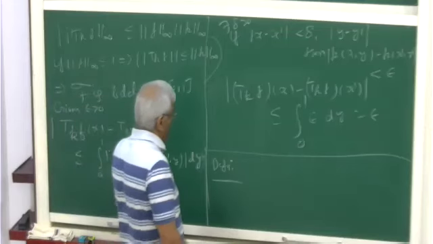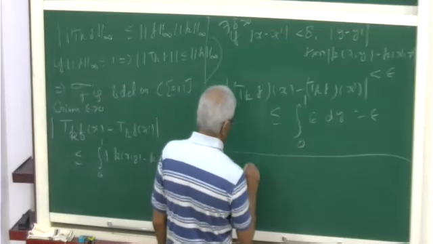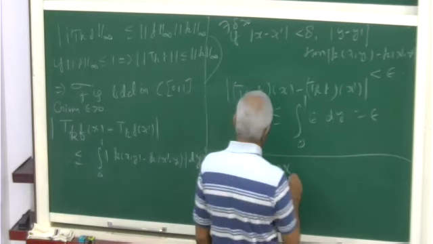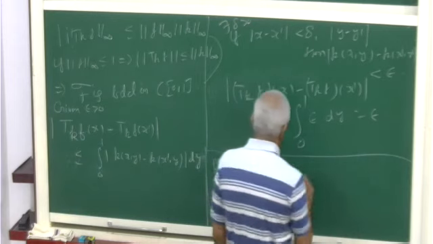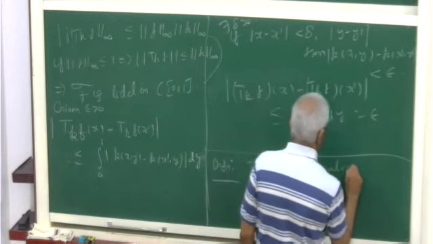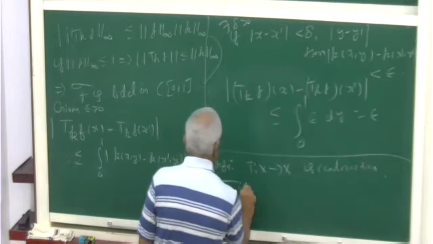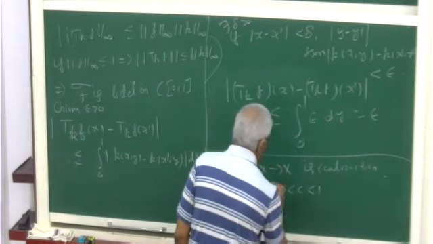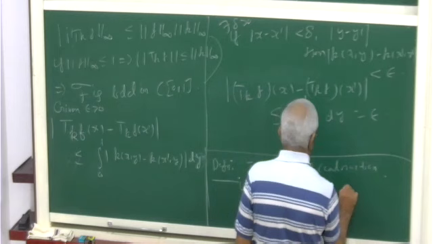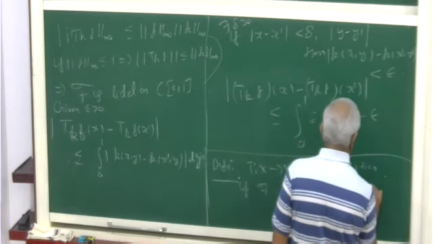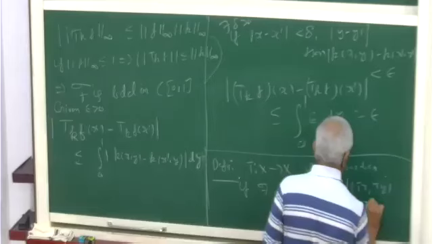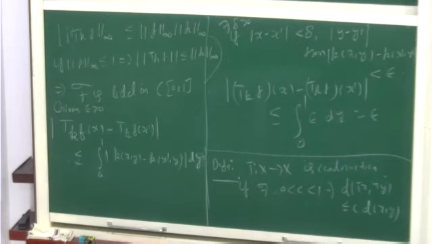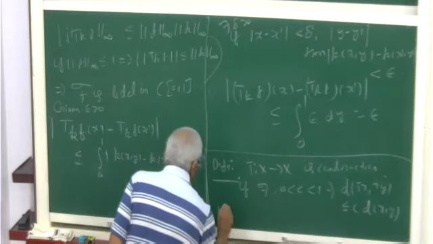So first, what is a contraction? On a metric space, T from X to X itself is a contraction if there exists a C, strictly greater than 0 and strictly less than 1, such that d of Tx, Ty is less than or equal to C times d of x and y. That's all. Notice T is continuous.